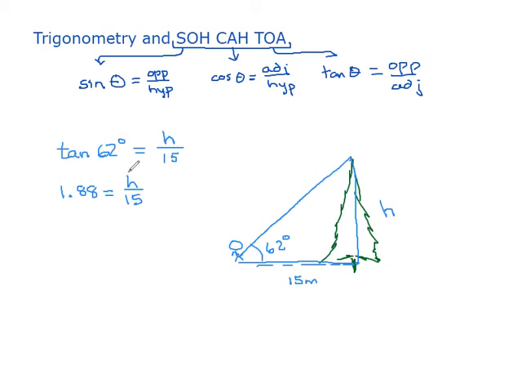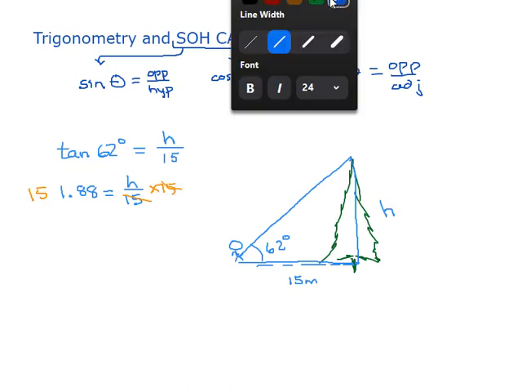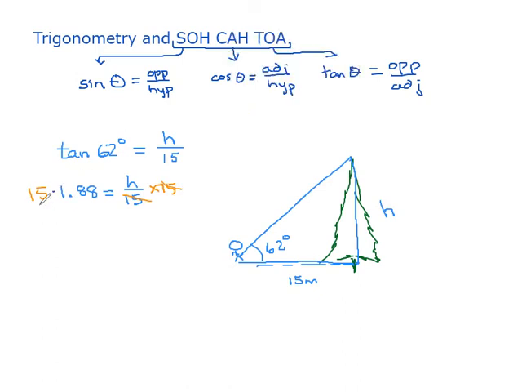Now, if we want to get h alone, right now it's divided by 15. The fix for that is multiply both sides by 15. On the right side, the 15s cancel, and we get 15 times 1.88, which is 28.2. 28.2 equals h. So this tree is 28.2 meters high.